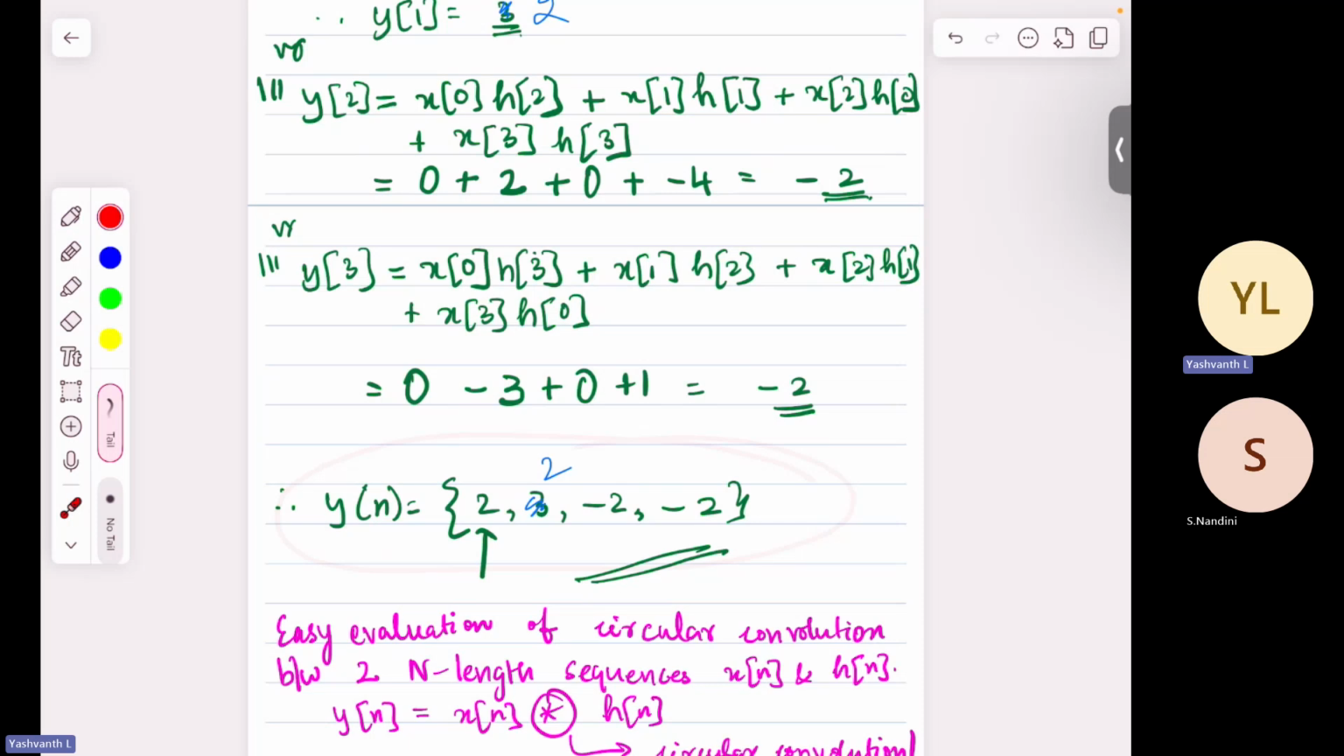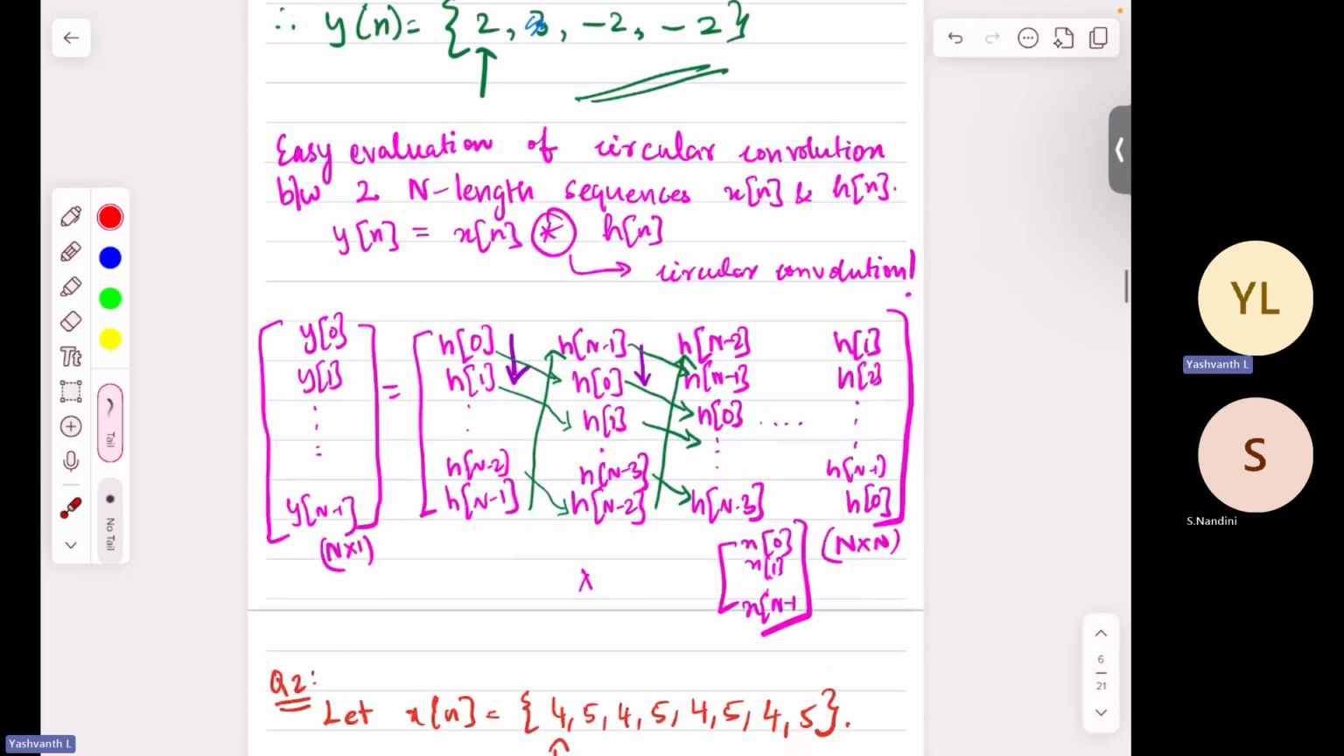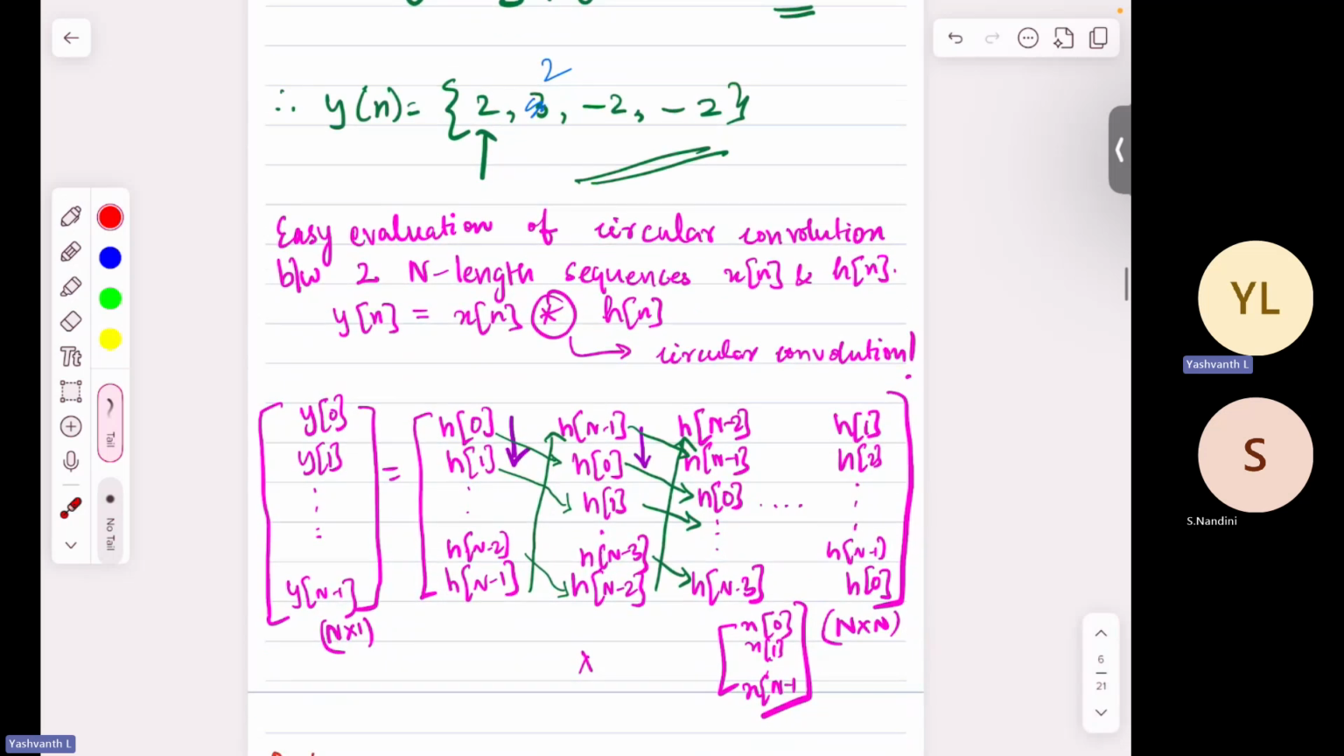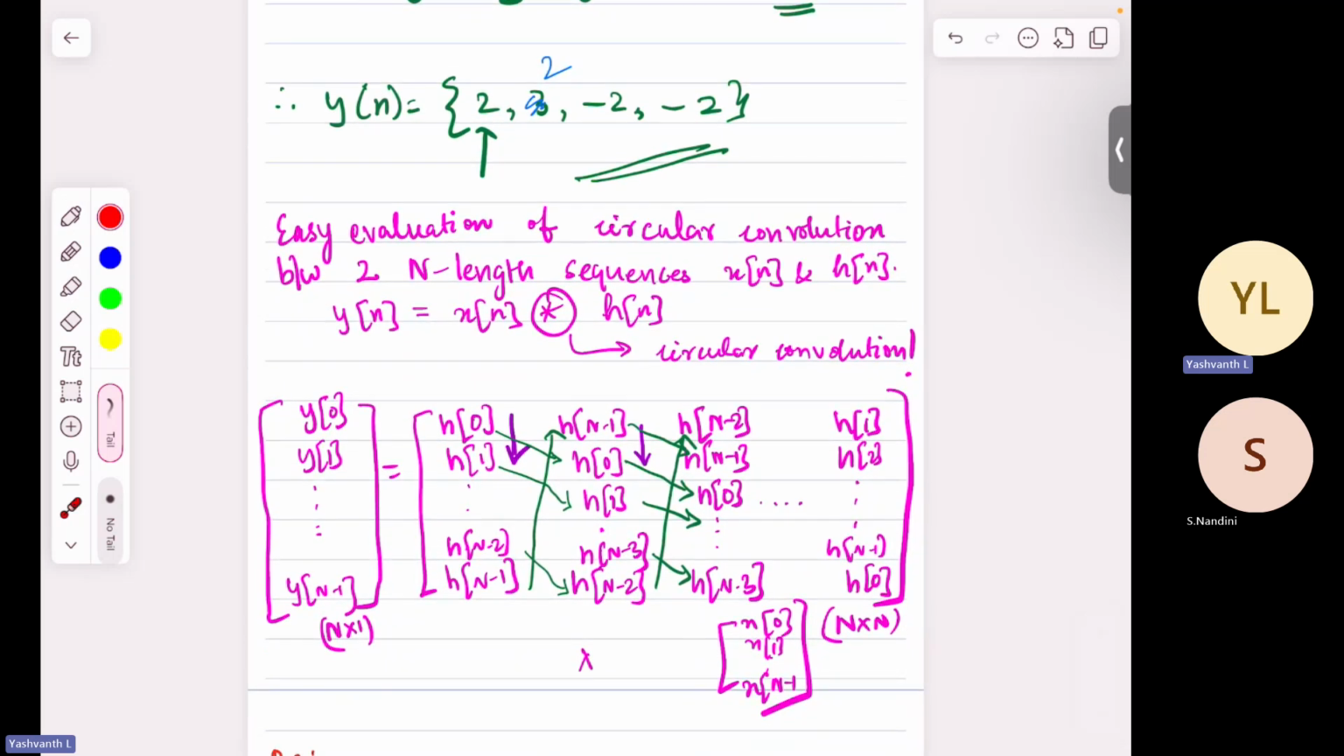Okay, great. In fact, I'm going to give a short trick now, which you can always use. If I want to do a circular convolution between two n-length sequences x of n and h of n, that is, find y of n equal to the circular convolution of x of n and h of n, then I can obtain y of n by just a matrix vector multiplication.